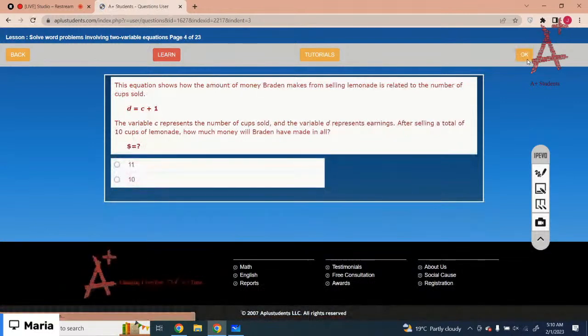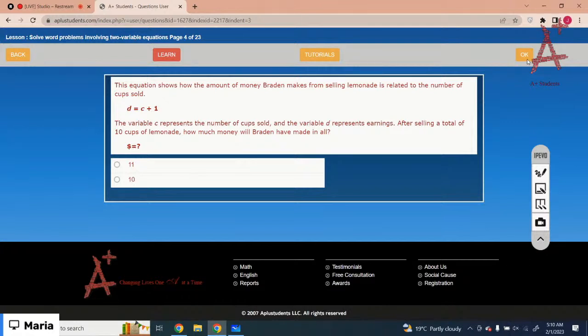Okay, the next one is this equation shows how the amount of money Braden makes from selling lemonade is related to the number of cups sold. D equals C plus 1. The variable C represents the number of cups sold, and the variable D represents the earnings. After selling a total of 10 cups of lemonade, how much money will Braden have made in all?